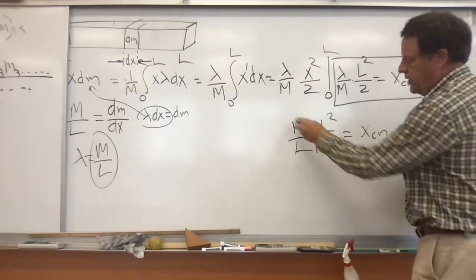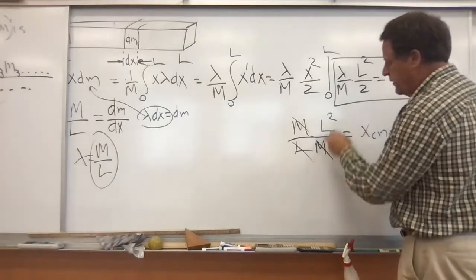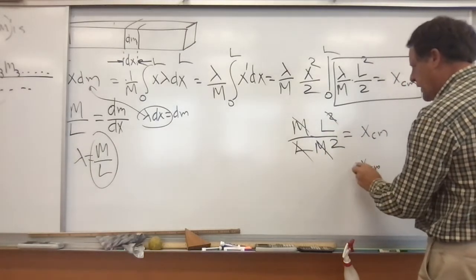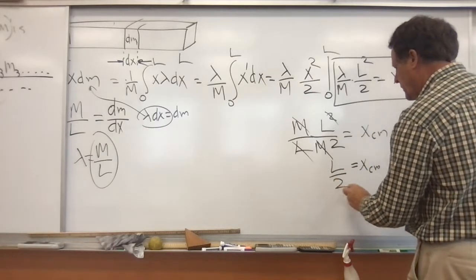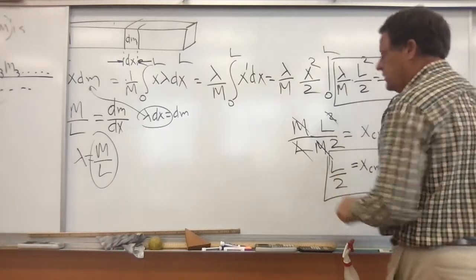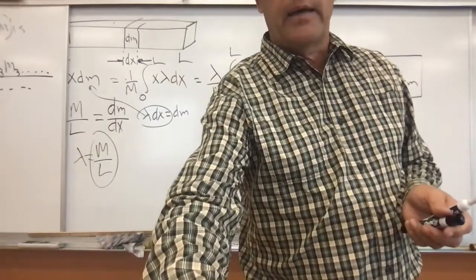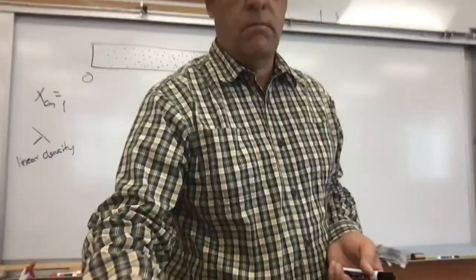And we can see that the m's cancel out. We can see one of the L's cancel out, and therefore our x center of mass is equal to L over 2. Just like what we said. All right, I will be right back, and we will do the next example.